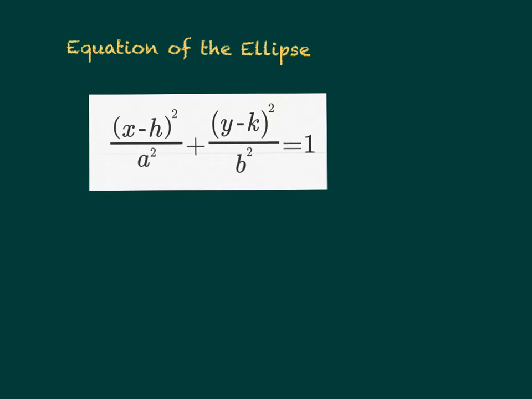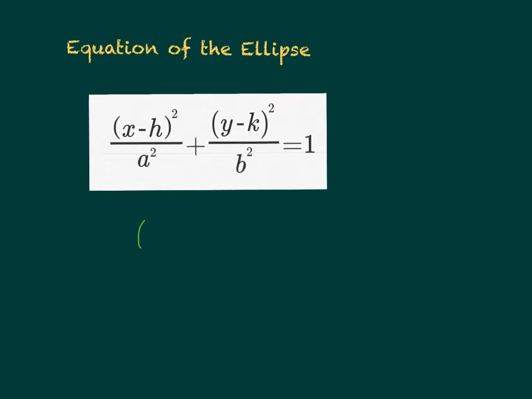The equation of an ellipse with a center not at the origin is going to be (x minus h) squared over a squared plus (y minus k) squared over b squared equals 1. So the equation of the ellipse, as you can see, is kind of different from the equation of the circle. And this is a horizontal ellipse because the a value is half of the major axis.